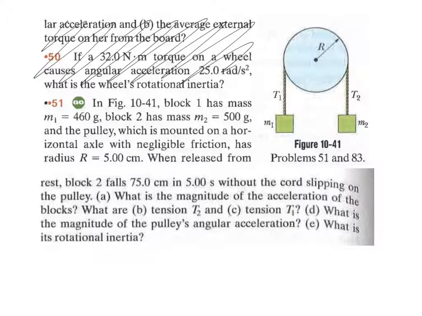So it's going to rotate about that center there. The radius of 5 centimeters is given. When released from rest, block 2 falls a certain distance in a certain time without the cord slipping. Okay, without the cord slipping. When that happens, what can you easily calculate? What's the first thing you can calculate when you know something moves a given distance, it was initially at rest, in a given time period? What can you calculate that you might need in this case?